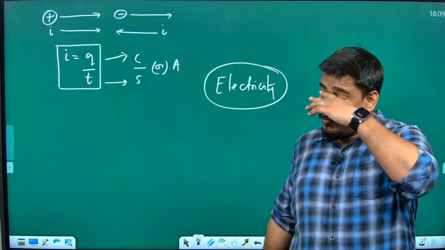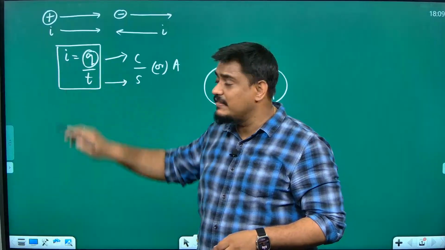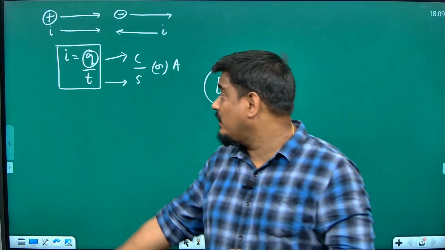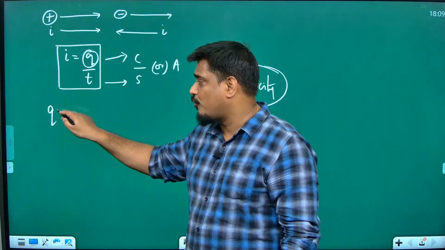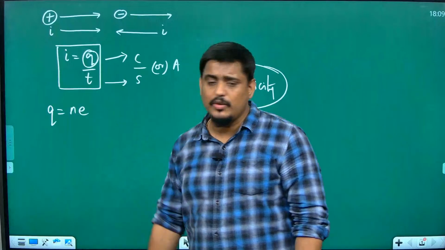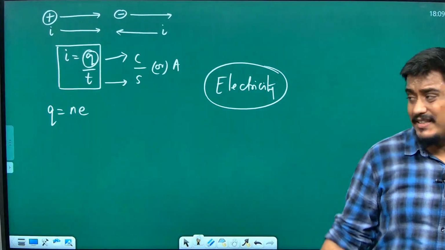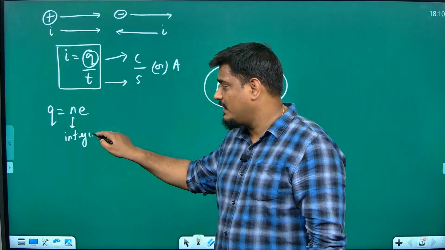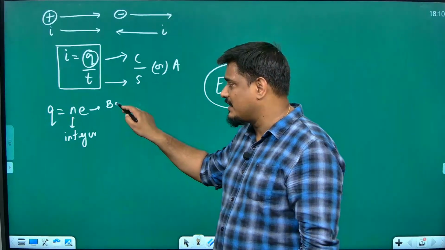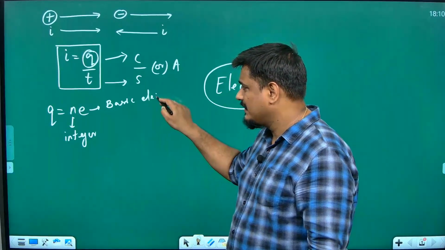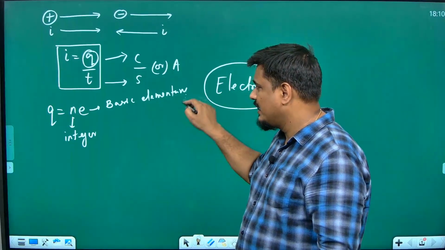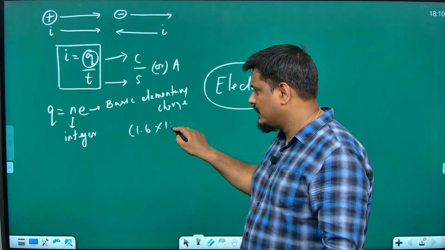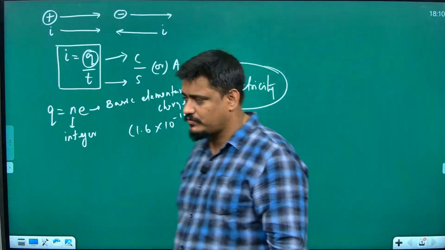So, how to find charge? Will it be directly given? Sometimes it is directly given, but most of the time it is not. You have to find the value of charge with the formula of quantization, which is Q equals N times E. What is N and what is E? N is an integer, and E is called the basic elementary charge. Its value is 1.6 times 10 to the power minus 19 coulomb.